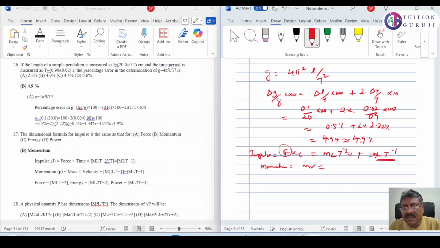The momentum is mass into velocity, that is equal to M, velocity is LT raised to minus 1. So it has the same dimension, and momentum is the correct answer. Then energy, we know, is ML square T raised to minus 2, so that is wrong. Then power is energy by time, therefore that's also not correct. The power is actually ML square T raised to minus 3, so that is also wrong. So only momentum will have the same dimension as impulse.